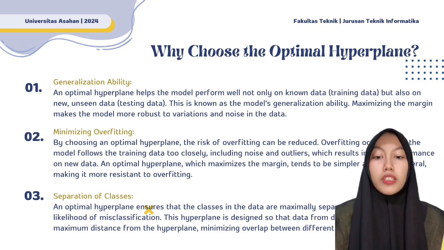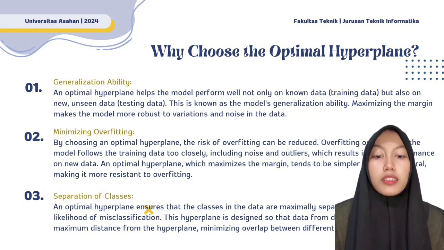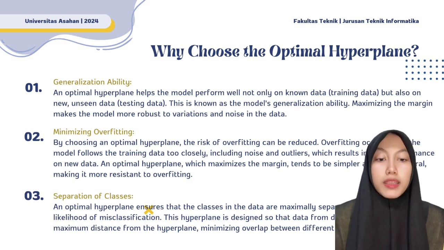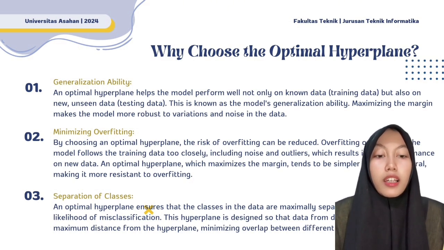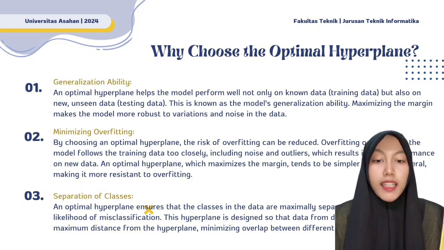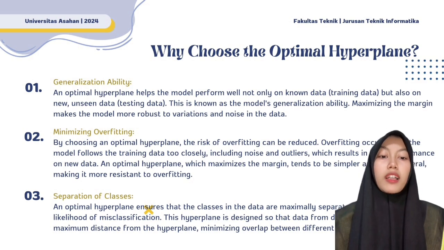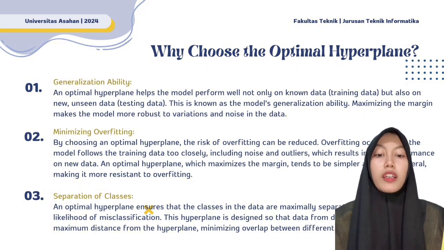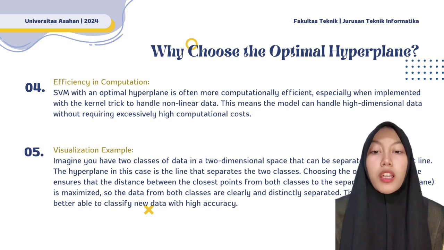3. Separation of classes. An optimal hyperplane ensures that the classes in the data are maximally separated, reducing the likelihood of misclassification. This hyperplane is designed so that data from different classes have the maximum distance from the hyperplane, minimizing overlap between different classes.